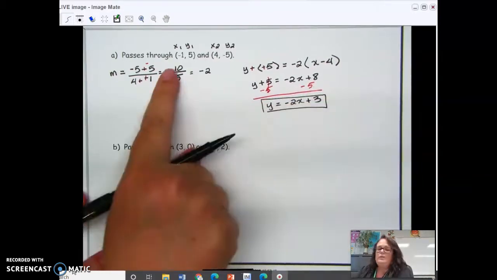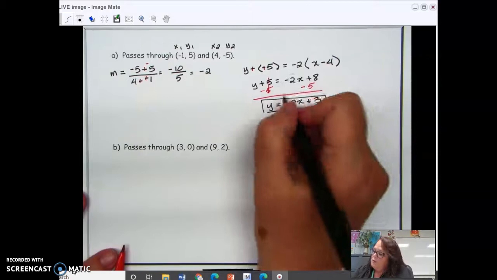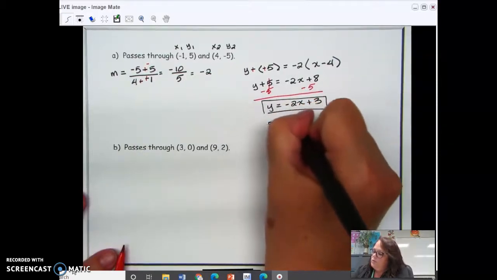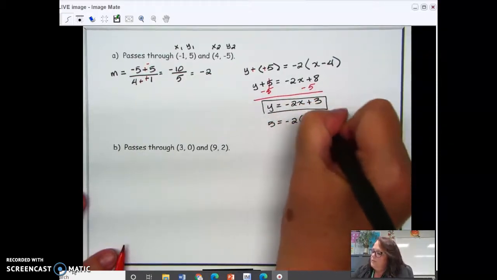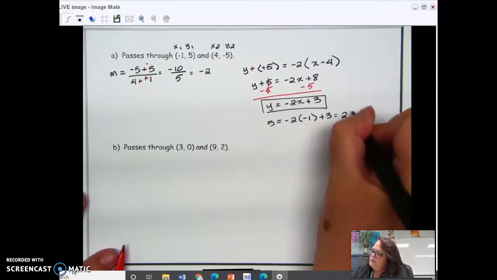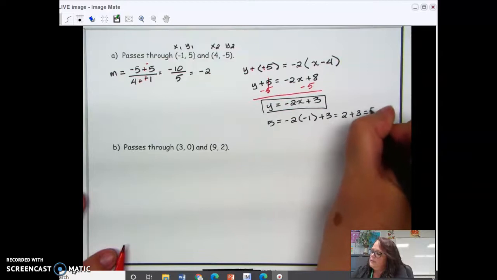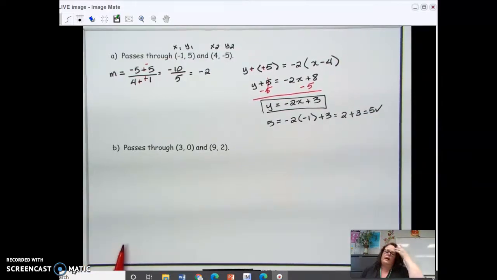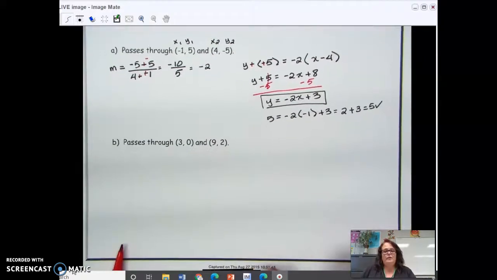And if you don't believe me, you can check this point. So is 5 equal to -2 times -1 plus 3? So -2 times -1 is +2, and +2 plus 3 gives me the 5 that I was looking for. So that one actually allows me to check my answer. So go ahead and pause the video and try B.